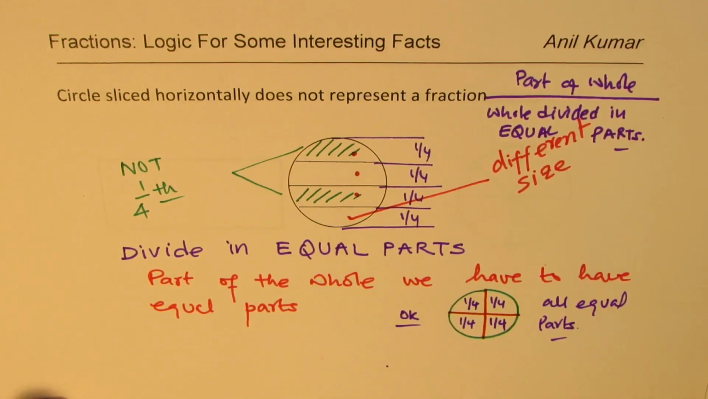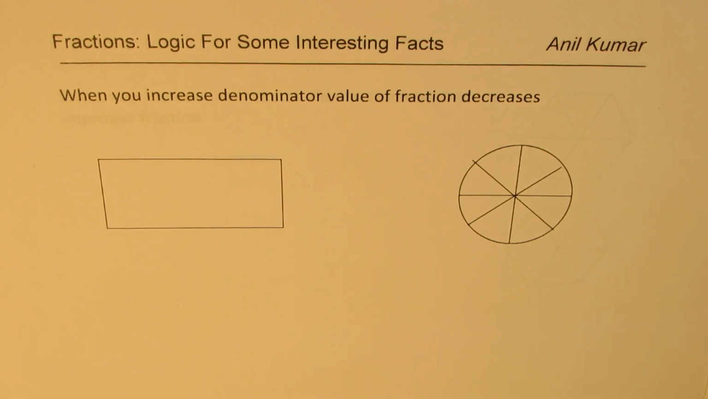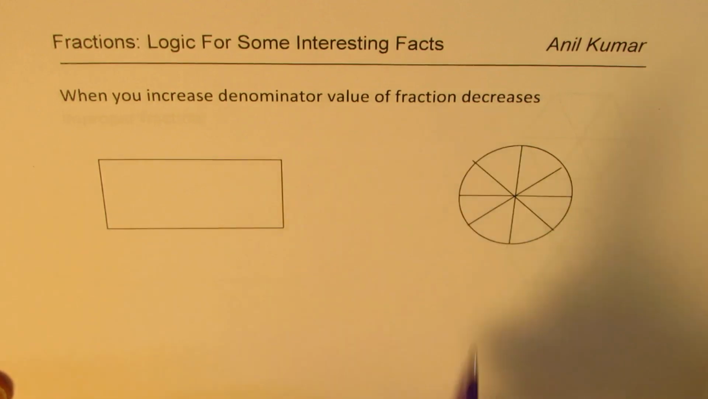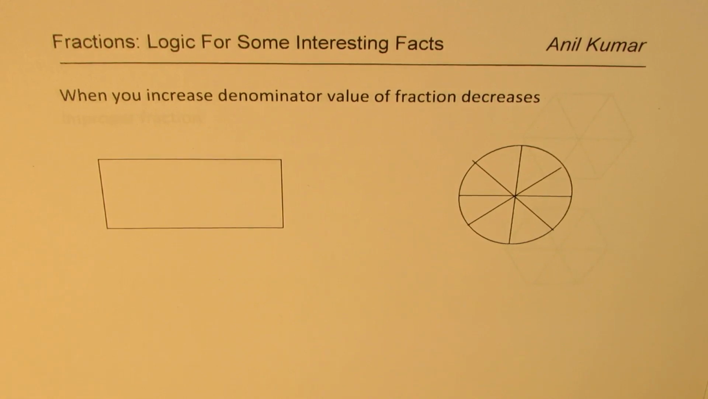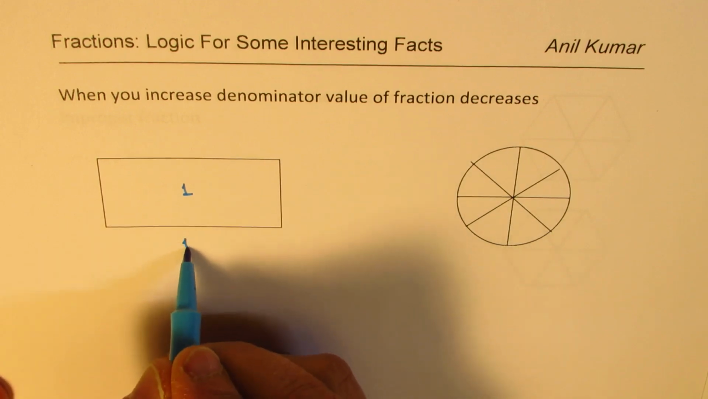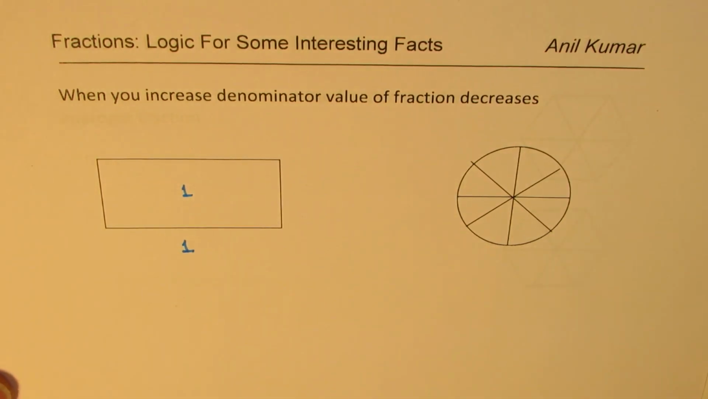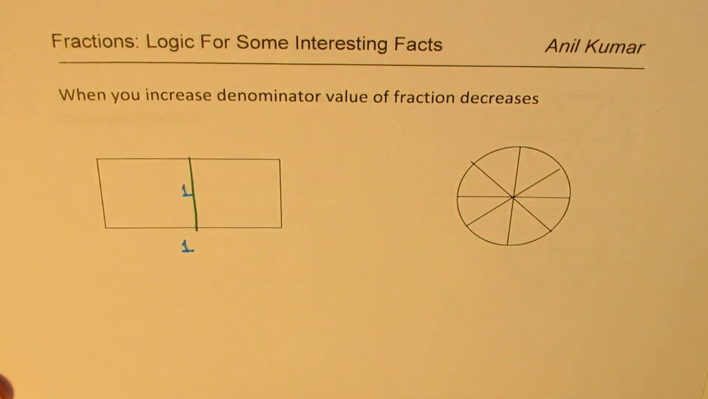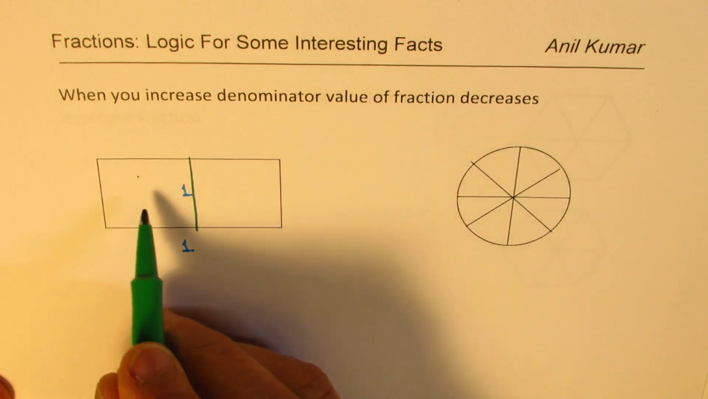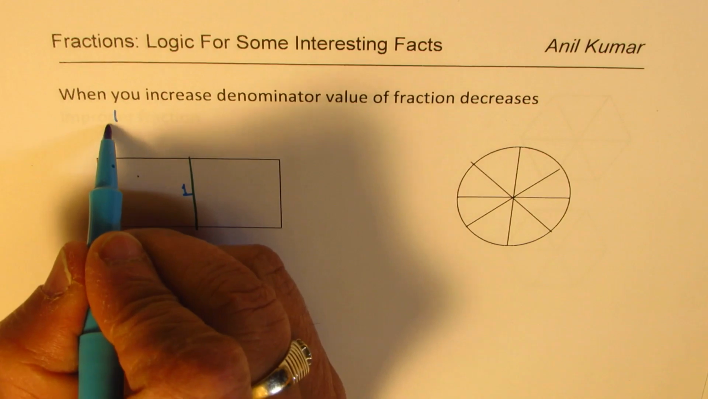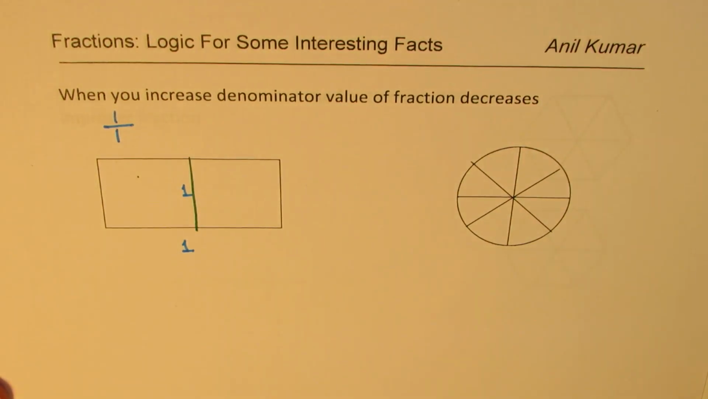Is that okay? Right. Now let's look into the second concept, which is when you increase the denominator, the value of the fraction decreases. So that is interesting. What we will do here is that we'll begin with one rectangle and this is one whole, right? So what we have here is just one whole. And if I divide equally, let us say from the center, then what have we done? We have got two divisions, right? So when we say one whole, in that case the denominator is 1 over 1, correct?